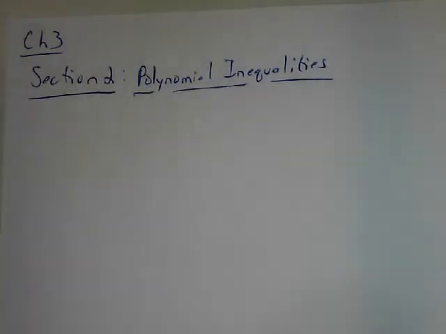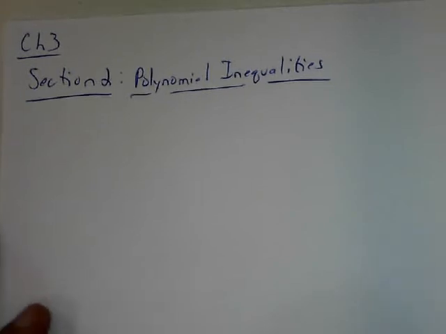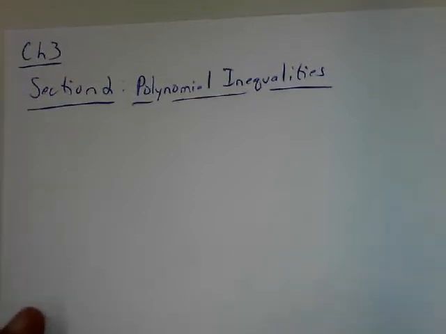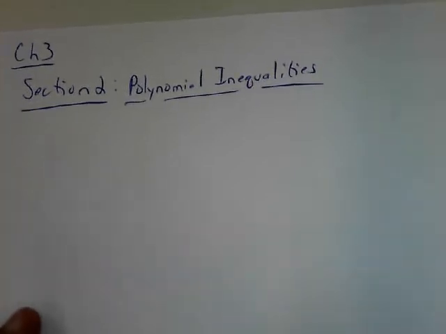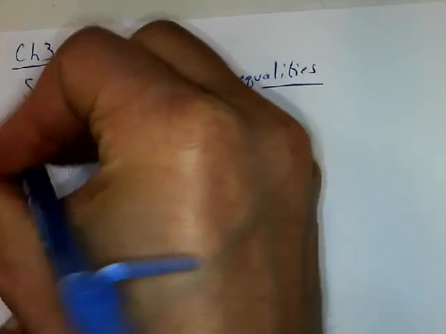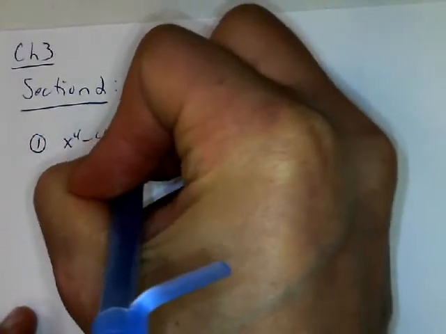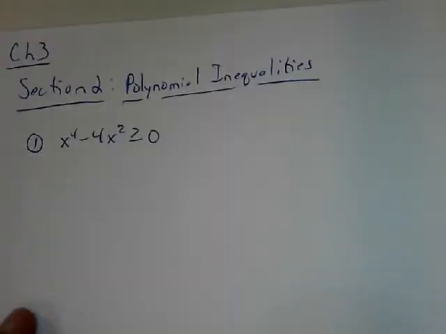The goal in this section is to take polynomial inequalities, so therefore we're going to use the methods of solving polynomials in Chapter 2 and apply it to inequalities. Let's take a real basic one first. So number 1, x to the fourth minus 4x squared is greater than or equal to 0.